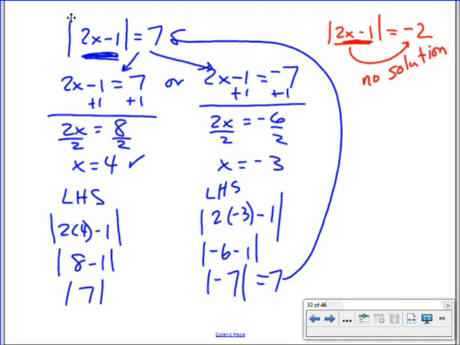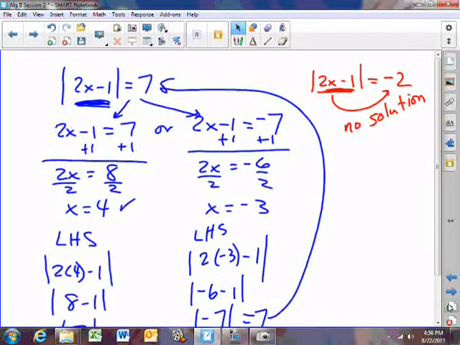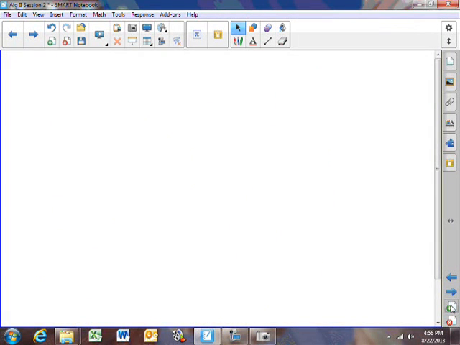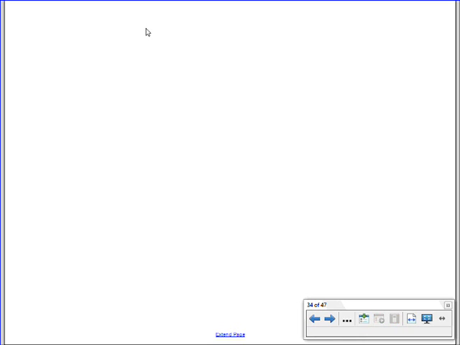Now the next thing that we have before us is to take a look at absolute value equations when they contain variables inside the absolute value and variables outside the absolute value. So let's take a look at a simple one of those. How about something like absolute value 3x plus 2 is equal to x minus 7.